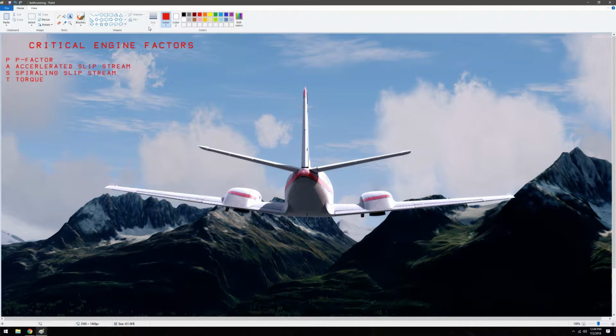Okay, for the most part, in most Western aircraft, the propeller blades turn clockwise. So we have two clockwise turning propeller blades. Alright, this makes the left engine our critical engine.